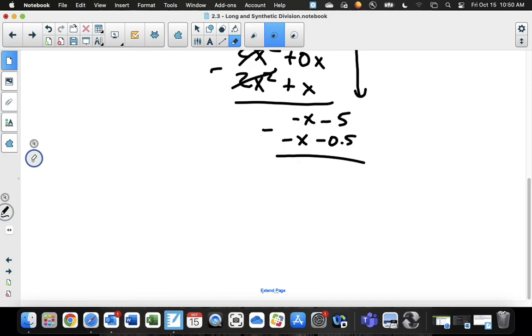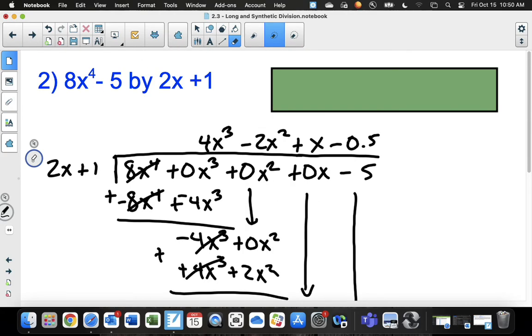So, again, notice every single one here has negatives and a minus sign. Too much going on there. Add the opposite. Combine like terms, the x's go away, and the constants add to negative 4.5. Which in this case tells me we have a remainder, which also tells me 2x plus 1 is not a factor of 8x to the 4th minus 5. Okay? That was not a waste of time.